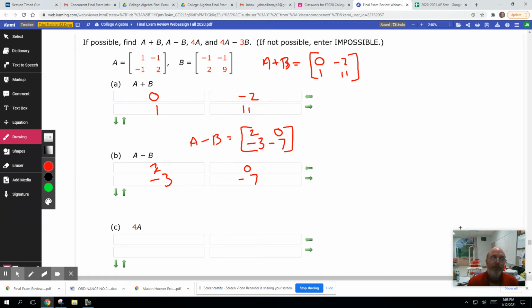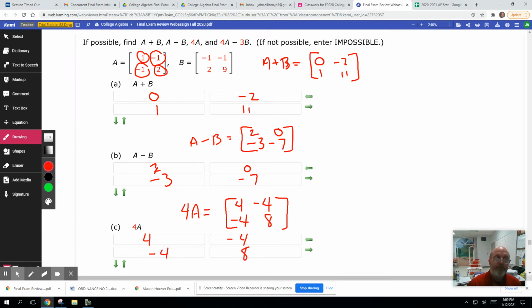To find 4A, we multiply a real number times a matrix. We call this multiplying by a scalar, and we're multiplying 4 times every entry in the matrix A. So 4 times 1 is going to be 4. 4 times negative 1 is going to be negative 4. 4 times negative 1 again is going to be negative 4. And 4 times 2 is going to be 8. So our matrix 4A is 4, negative 4, negative 4, 8.